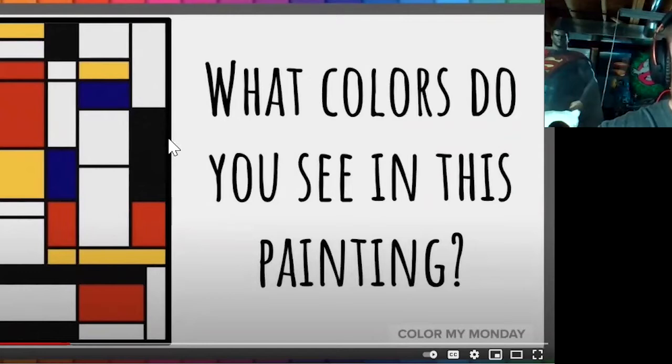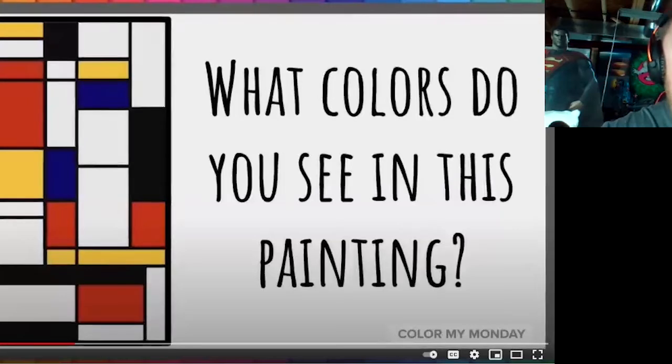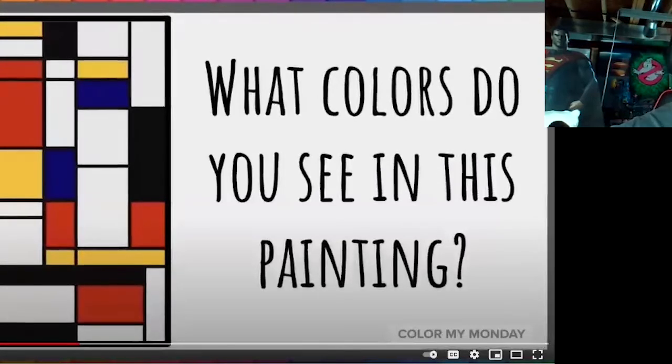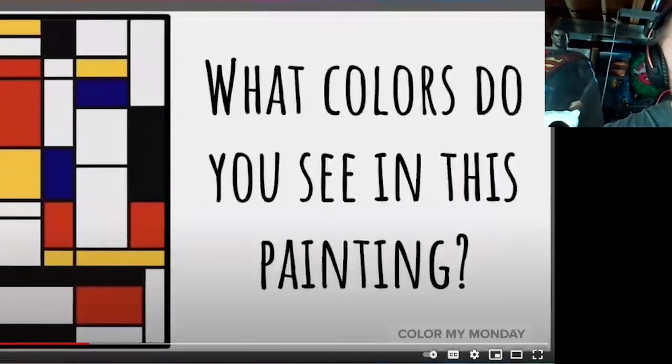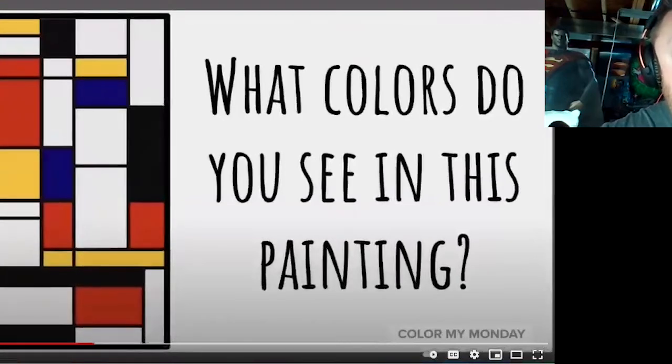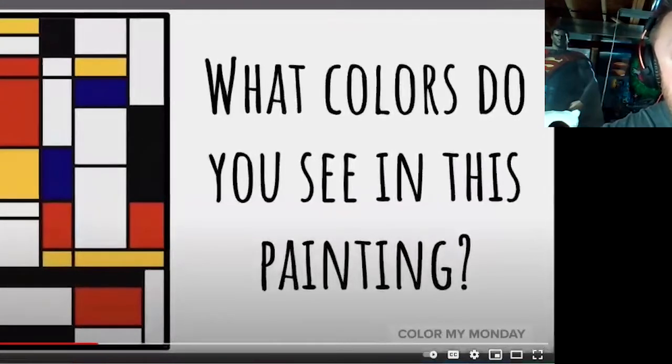I'm looking at it right now too with you. I see red, I see blue, and I see yellow. Okay. I see black lines and black shapes. I also see white shapes as well. Okay. That's pretty much all the colors, red, blue, and yellow.